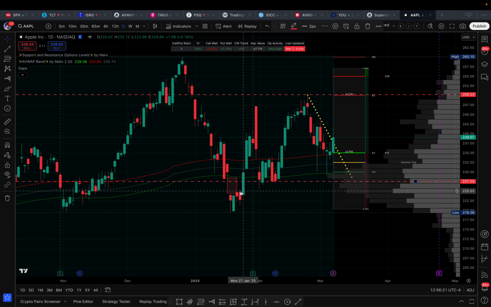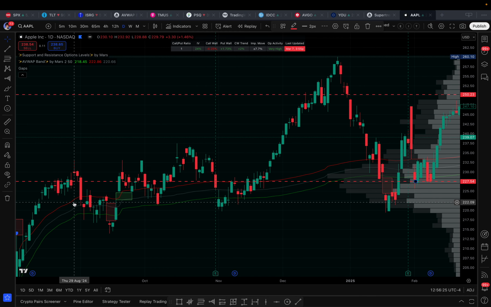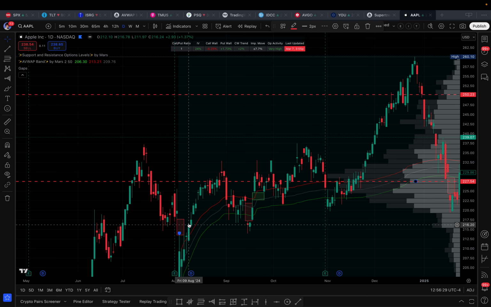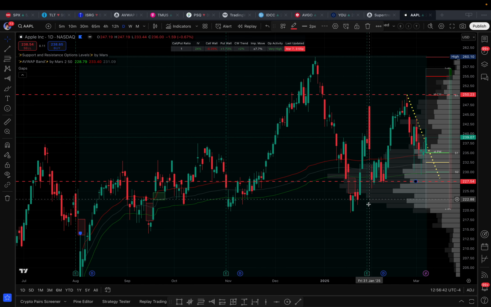Look, this zone is very important. You can go back in time. Wow, right? Look at this. We broke, we tested it, resisted, broke, no, not so fast. No, we spent a lot of time in this zone. No wonder there's a lot of volume here. And we finally broke, then we came back. Support, fantastic, right? So we tested the zone, support, went up, right?